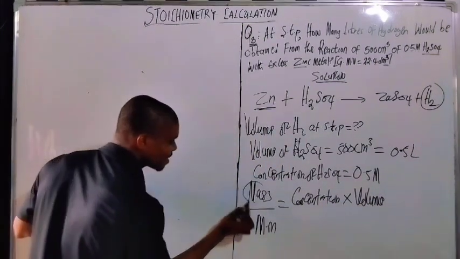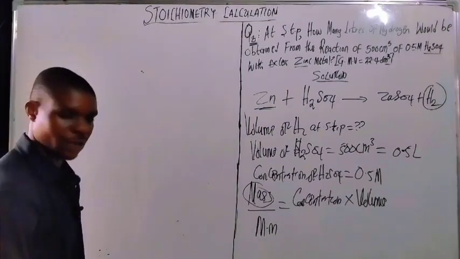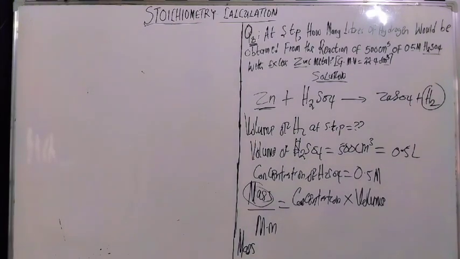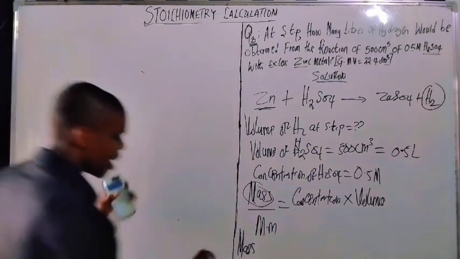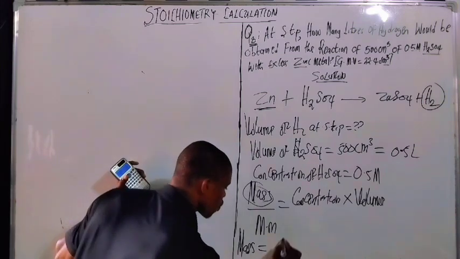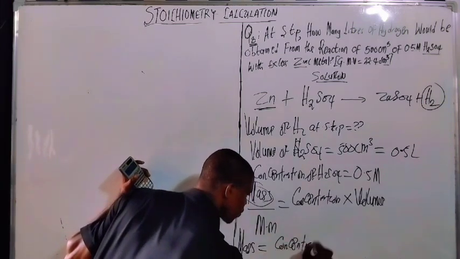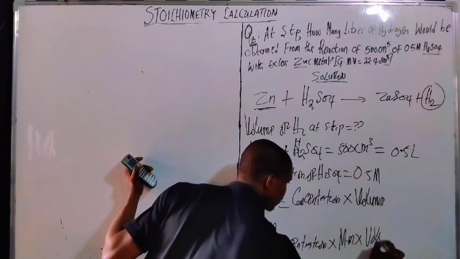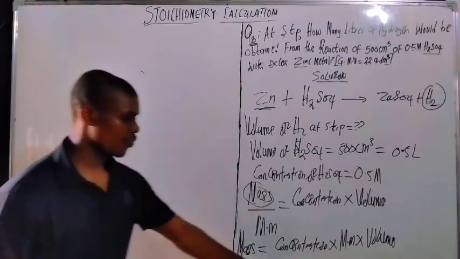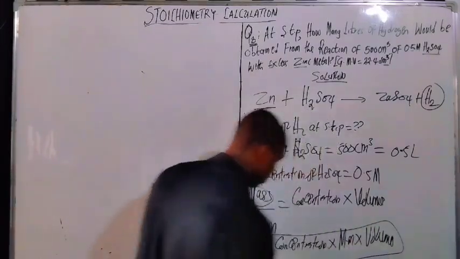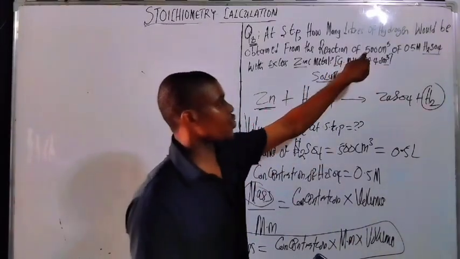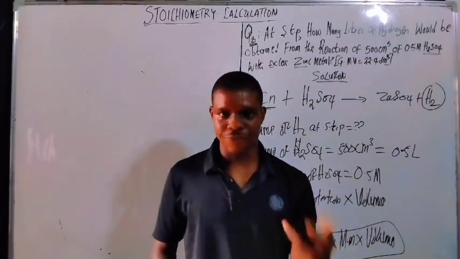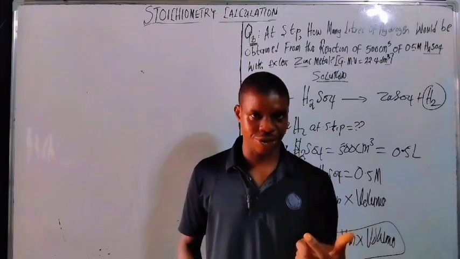Right, it's okay. So if I make mass the subject of the same formula, just like I did with the first calculation, mass equals concentration times molar mass times volume. Do you understand? That is it. The concentration and volume given for H2SO4, I have to use to calculate the mass of H2SO4. Do you understand?